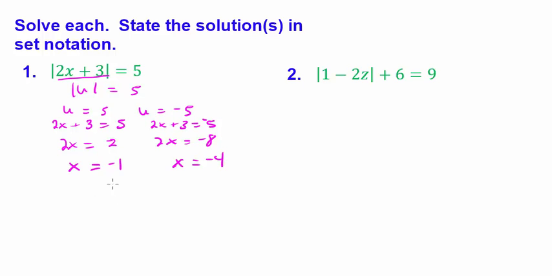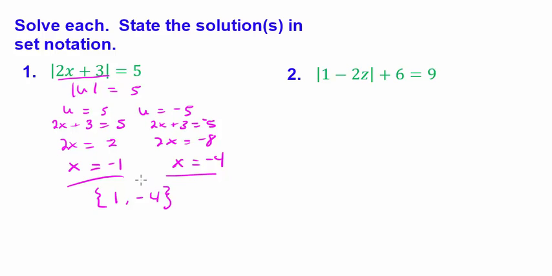So we do in fact have two solutions, 1 and negative 4, which when evaluated, meaning multiplied by 2 and added 3, will be a distance of 5 units away from the origin. Now set notation would have us write it: opening a brace, 1 comma negative 4, and close a brace.